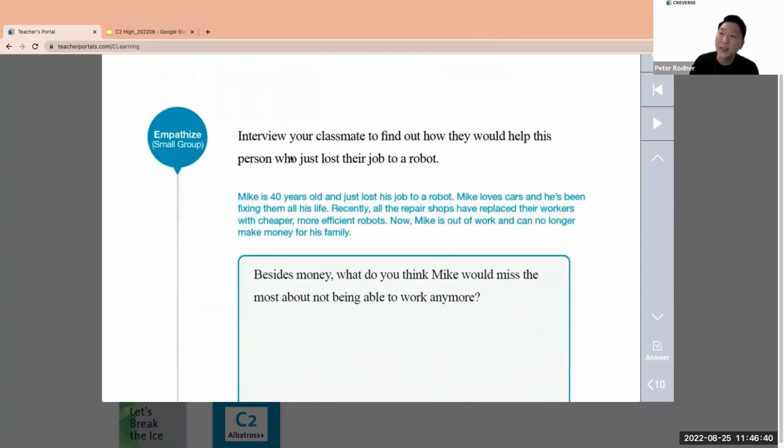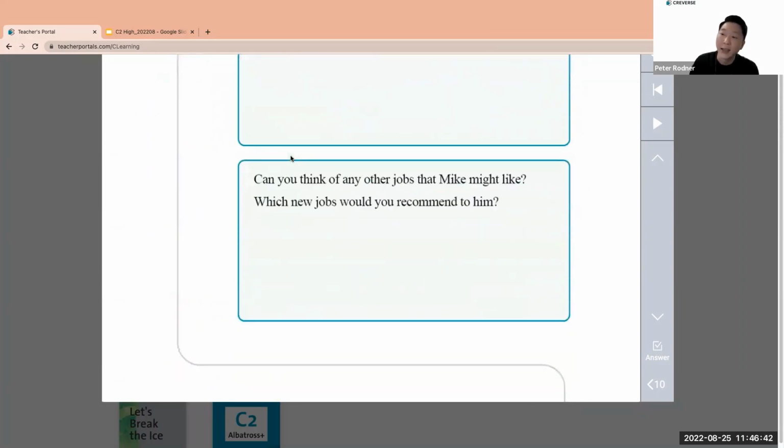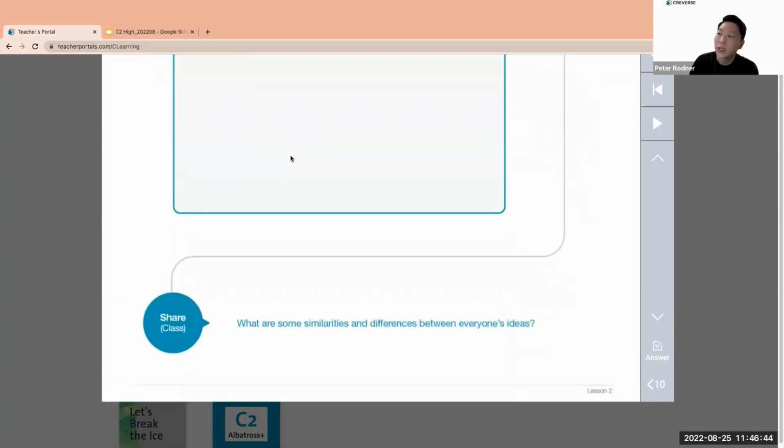So empathize, okay? They answer some simple questions, personalize, and then share. So they share their ideas, they work together, and then, hey, I thought this, or my idea is this.